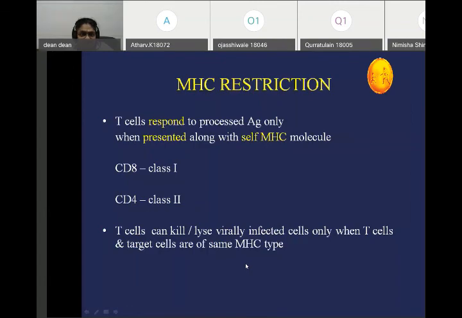This is about MHC restriction. A T lymphocyte can kill virally infected cells only when the T lymphocyte and target cell are of the same MHC type. So for CD8 cells to react, antigen should be presented along with the class 1 molecule, and for CD4 lymphocytes, it should be presented along with the class 2 molecule. This is called MHC restriction.